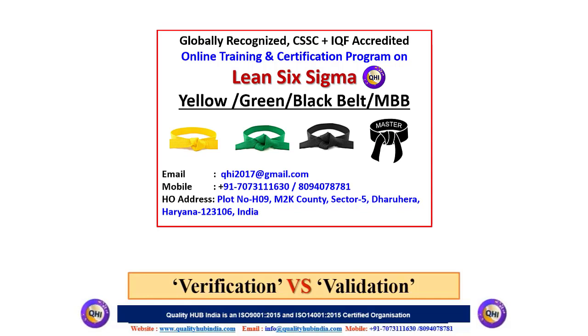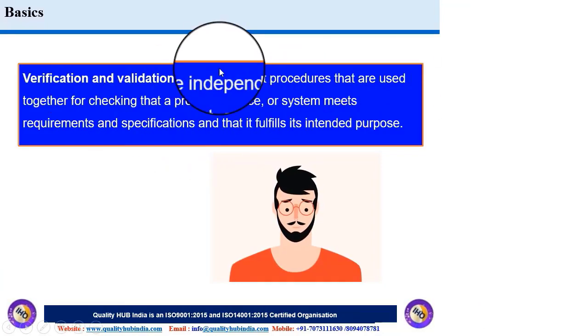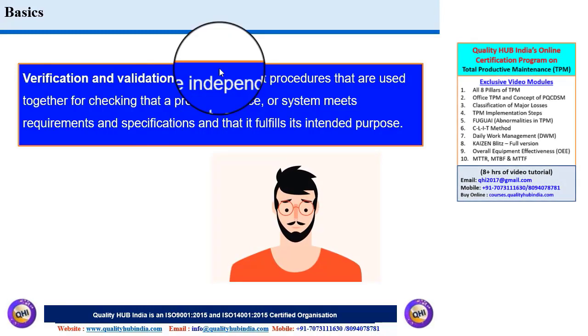Myself Aryan Vishwakarma, and in this program we are going to learn about two key terms and their differences, that is verification and validation. Friends, when we talk about verification and validation, both are independent procedures, both are important parts of the quality management system, and in fact customers require both verification and validation to be done for the products and for the services. They are very critical for the success of the organization and also for getting customer satisfaction.